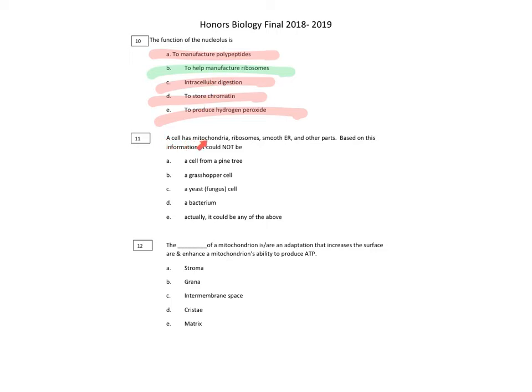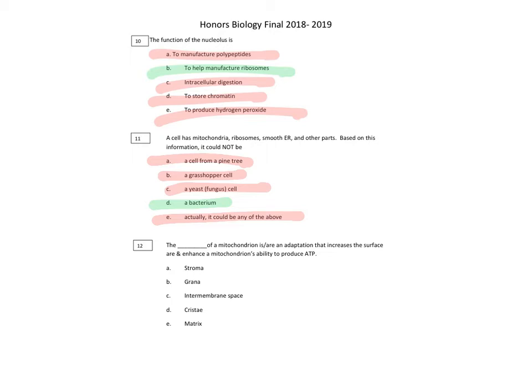A cell has mitochondria, ribosomes, smooth ER, and other parts. Based on this information, it could not be what? I hope everyone understands it can't be a prokaryote. It cannot be a bacteria. These are things it could be, because it has all those things. And of course, it can't be this one as well.